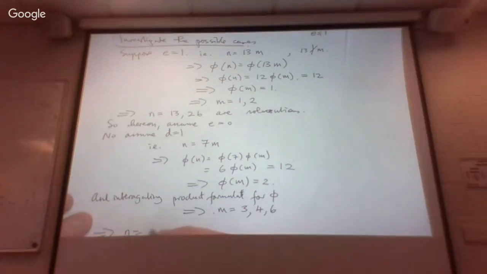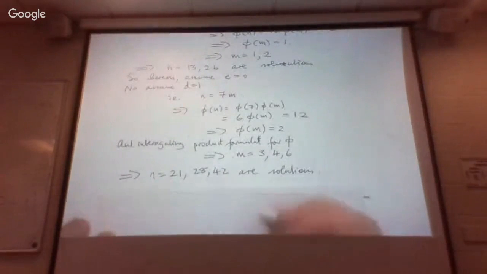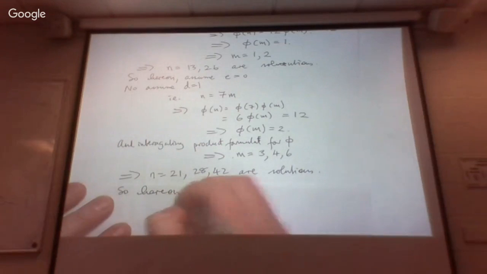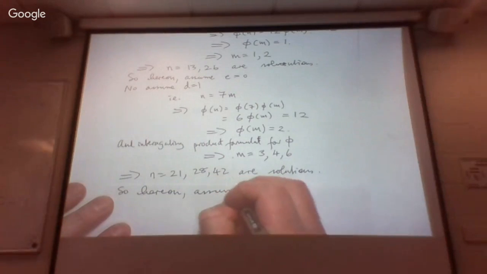It implies 21, 28, and 6 times 7 is 42 are solutions. Yes, that's good. We found 5 solutions so far: 13, 26, 21, 28, and 42. We just continue like this. So that deals with the case when D equals 1. So from here on assume D is 0.